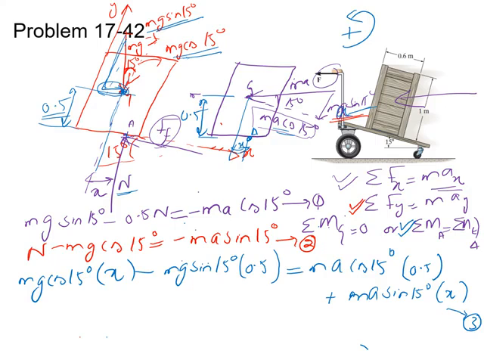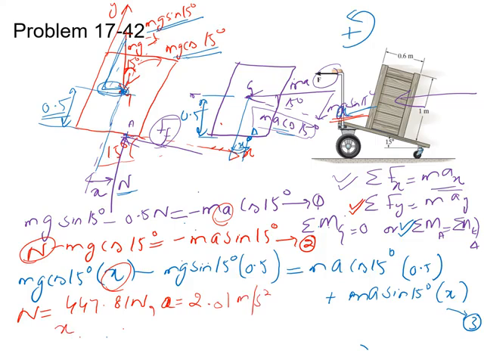From these equations, the unknowns are the normal force N, acceleration a, and x. These three are unknown, and we have three equations. Solving these three equations, we can find the values of N, x, and a. After solving, N equals 447.81 Newton, a equals 2.01 meter per square second, and x equals 0.25 meter.